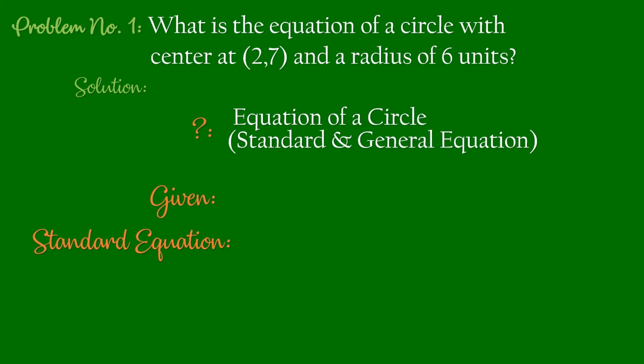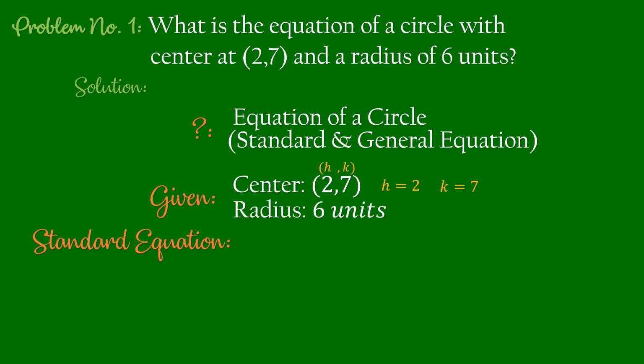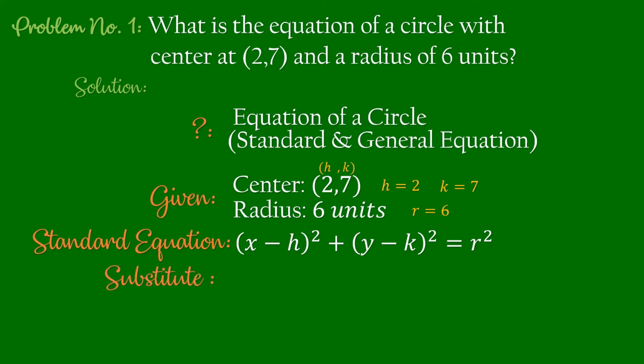Next are the givens. In the problem, the givens are the center, which is at point (2, 7), or h is equal to 2, k is equal to 7, and the radius, which is 6 units. Then, the standard equation is the square of x minus h plus the square of y minus k equals r squared. Then proceed to substituting the given values into the standard equation. So we replace h by 2, k by 7, and r by 6. So this is now our equation with center at point (2, 7) and radius of 6 units.